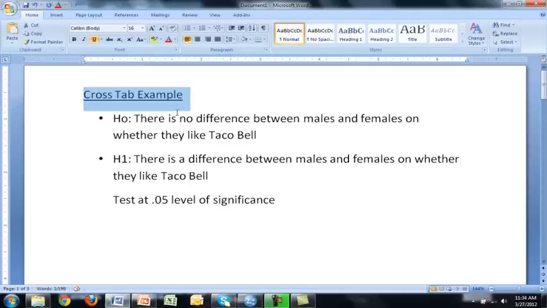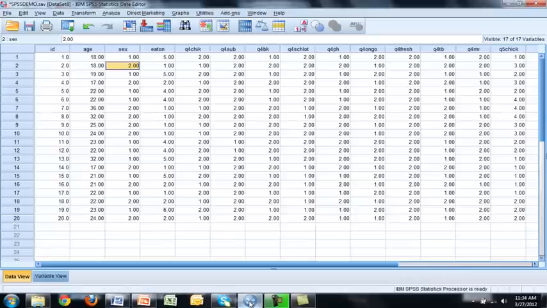Okay, so H0, there's no difference between males and females on whether they like Taco Bell. H1, there is a difference between males and females on whether they like Taco Bell. We're going to test it at 0.05 level of significance. Let's go back to SPSS.